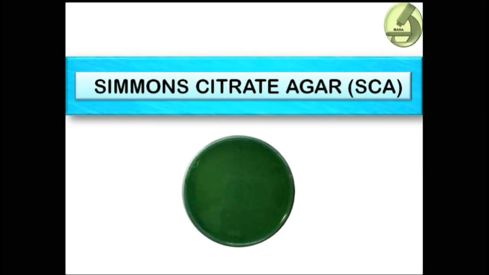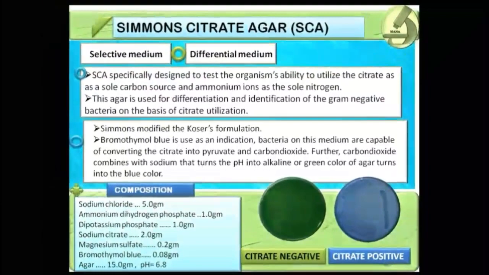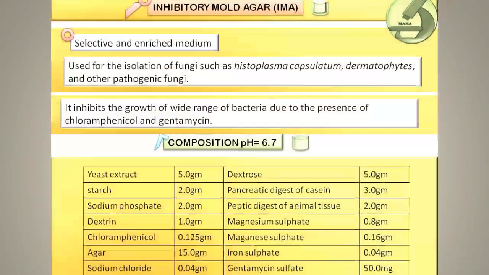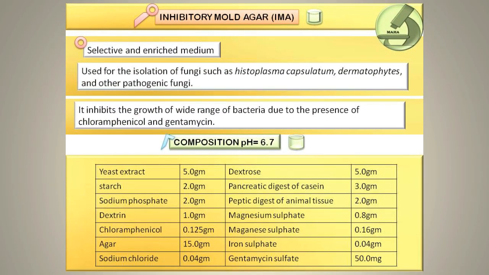Simmons citrate agar. It is specifically designed to check the organism's ability to utilize citrate as a sole carbon source and ammonium ions as a sole nitrogen source. Inhibitory mold agar. It is a selective and enriched medium used for the isolation of fungi such as Histoplasma capsulatum, dermatophytes, and other pathogenic fungi.